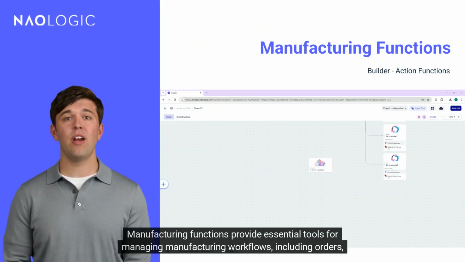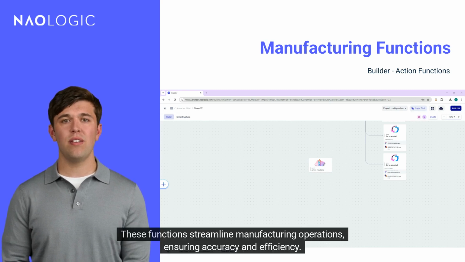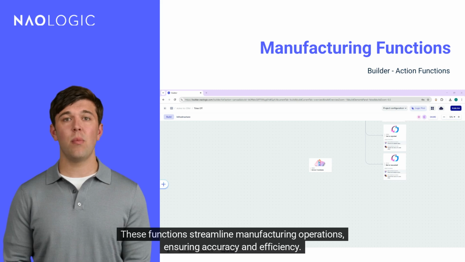Manufacturing functions provide essential tools for managing manufacturing workflows, including orders, work processes, inspections, and material consumption. These functions streamline manufacturing operations, ensuring accuracy and efficiency.